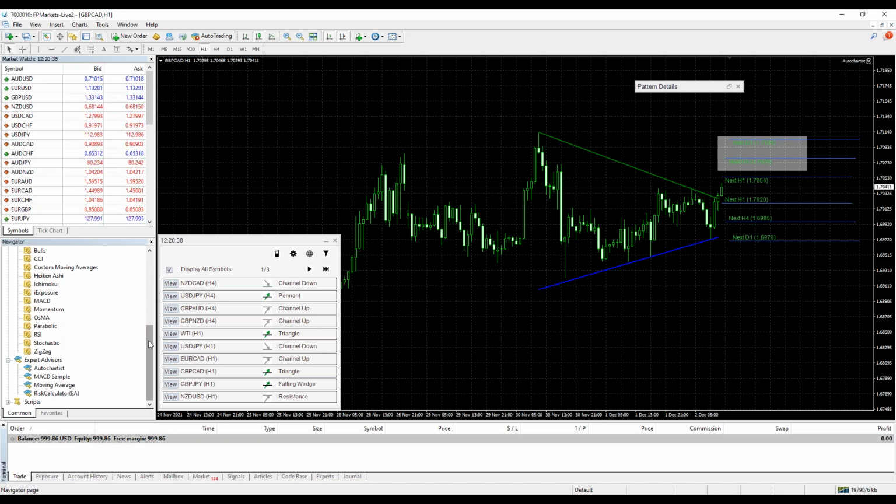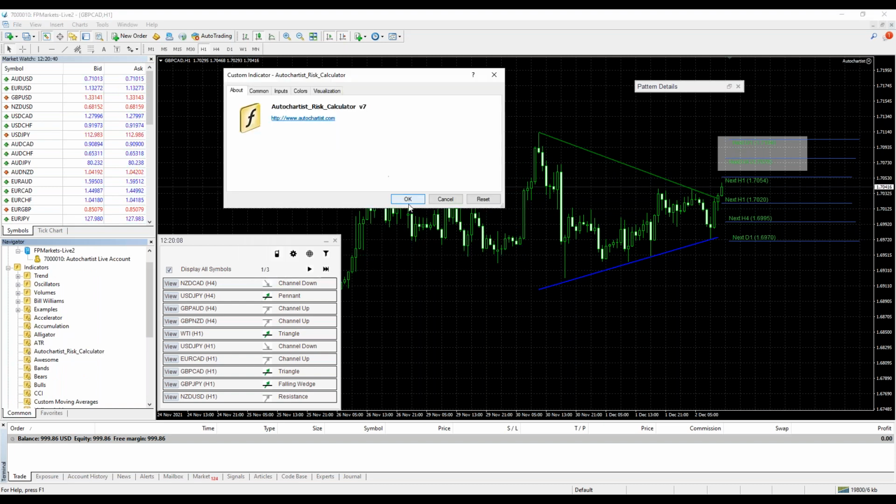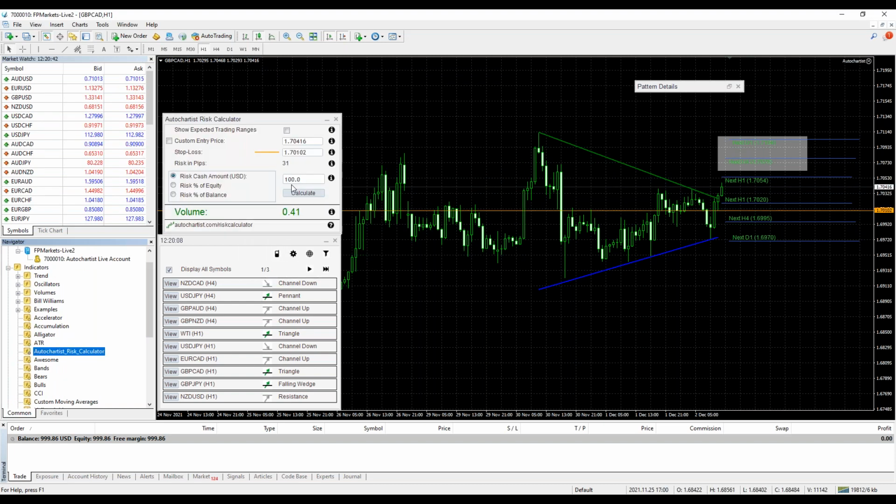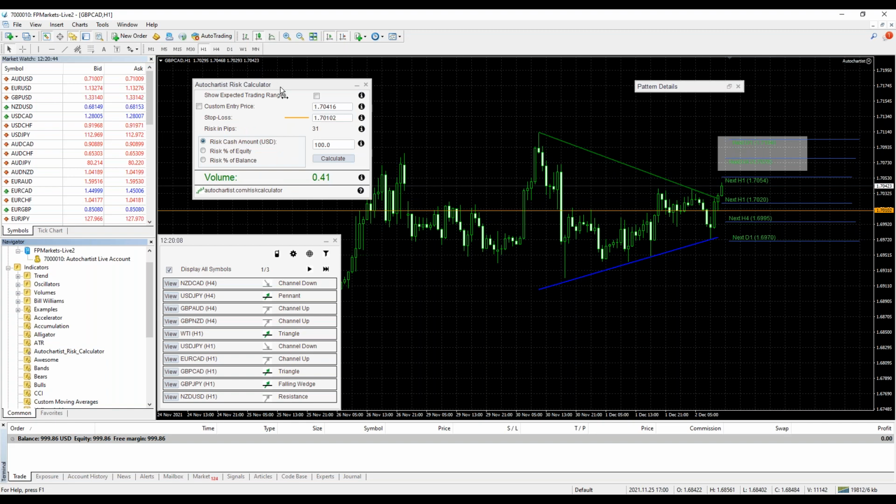I have $1,000 in my account, and GBPCAD is a very strange cross pair because, you know, it's not $1 a pip. So I'm going to take out my Autochartist risk calculator and figure out what my position size should be. I'm going to set my stop loss at the previous turning point, which is over here at 169.853.